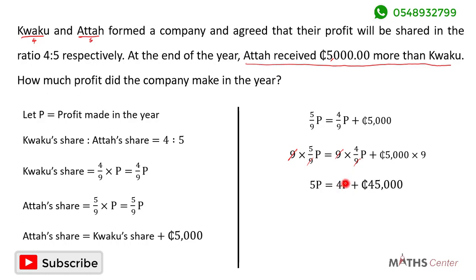When I send 4P over to the left hand side, that will give us 5P minus 4P, which is P. And so P will be equal to 45,000 cedis. Remember, when we were starting, we said P is equal to the profit made in the year. And we have found the value of P to be 45,000 cedis. What this means is that in that year, the company made a profit of 45,000 cedis.